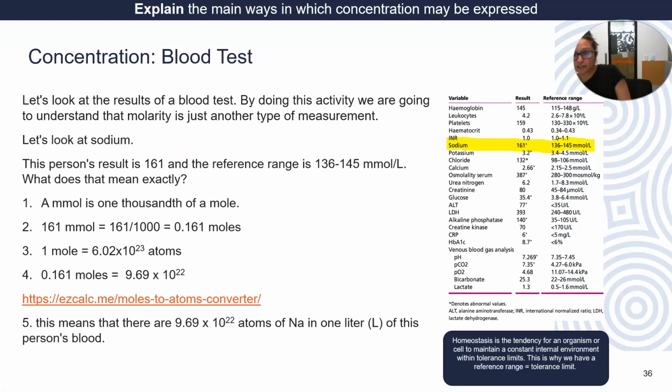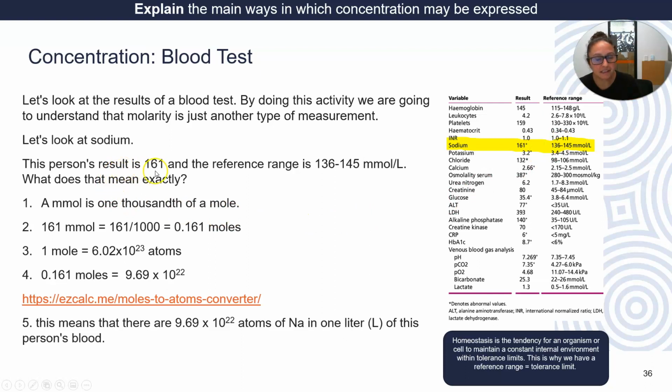How does this apply to you as health professionals? Well, sometimes you need to understand test results. Let's have a look at this person. This is an actual blood test, and it's got all the things that they tested for. Let's have a look at sodium. And look at that, there's a reference range. I've talked a lot about homeostasis and references, so you probably know what that means by now.